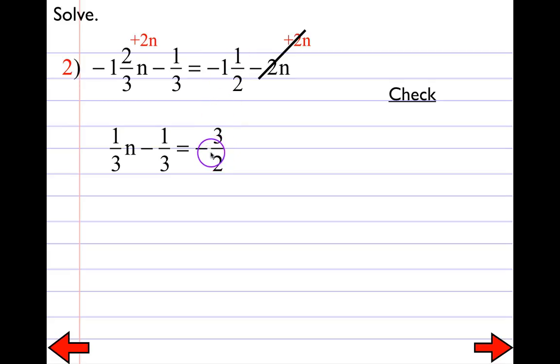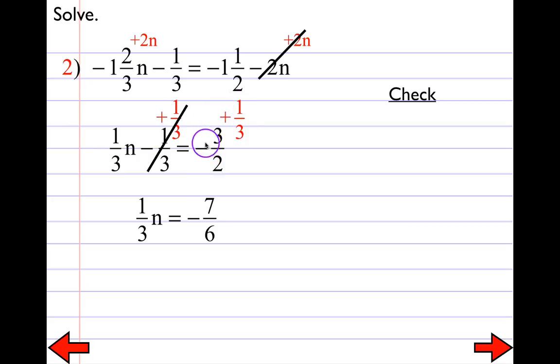So now what am I going to do? Well, can I get rid of a constant? The answer is yes. So I'm going to do the opposite of subtracting 1/3. I'm going to add 1/3 to both sides, which is going to leave me with 1/3 n equals, when I combine these together, -7/6.